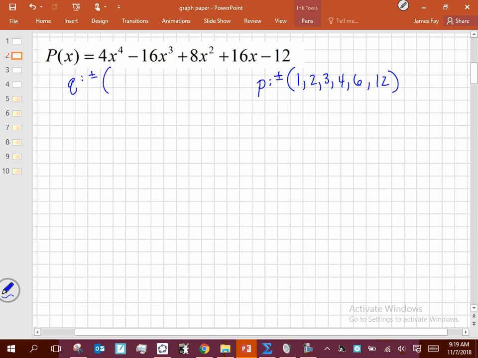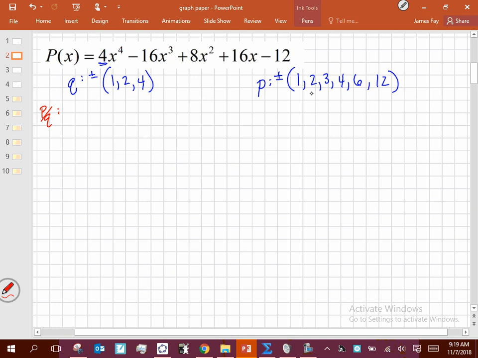That's plus or minus all the factors of my leading coefficient. So 1, 2, and 4, right? So then all my p over q's, okay? Again, it's only going to be plus or minus, so I'm going to use that same notation. But now I go through and I look at every p value, and I write it over the top of every q value.